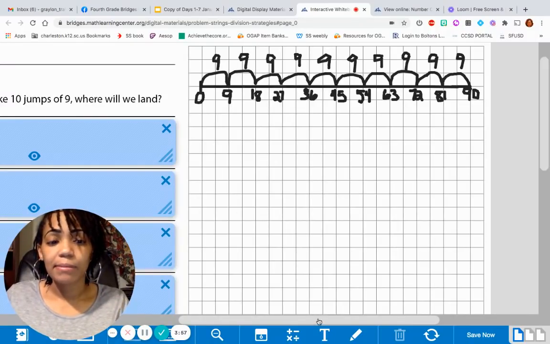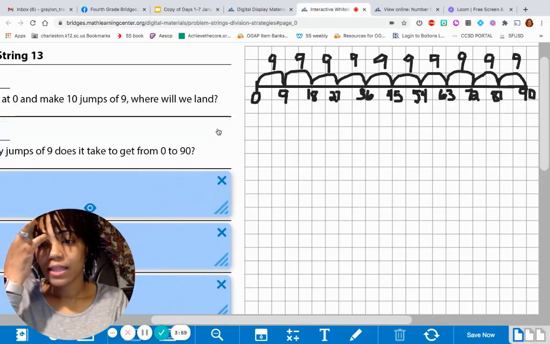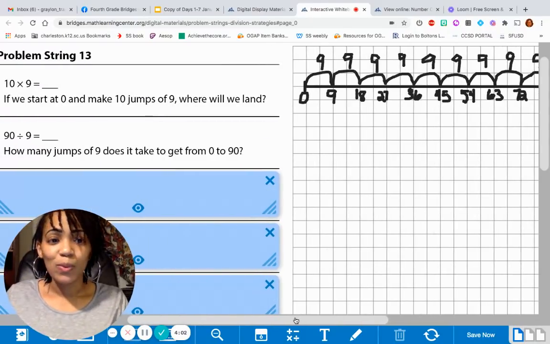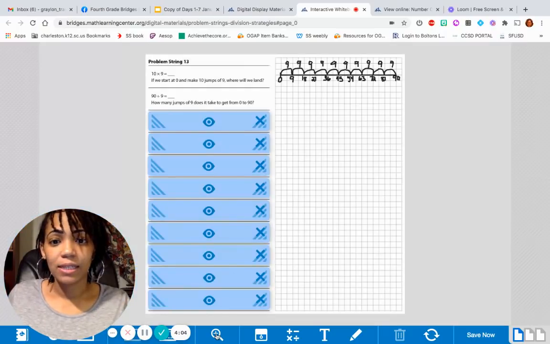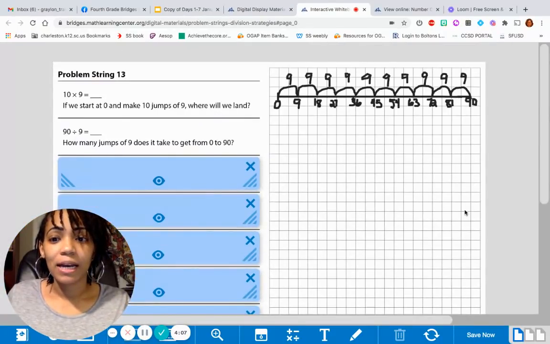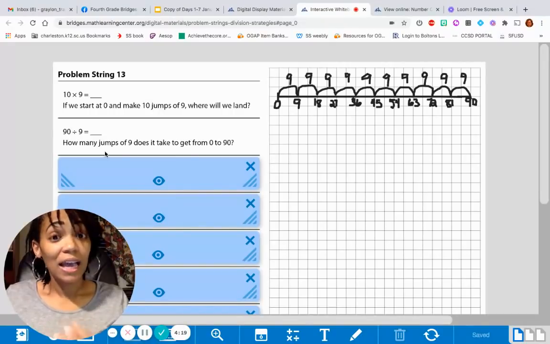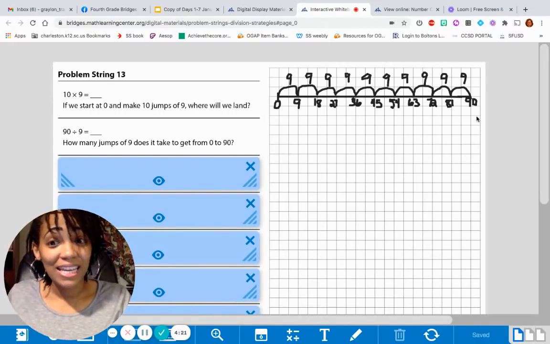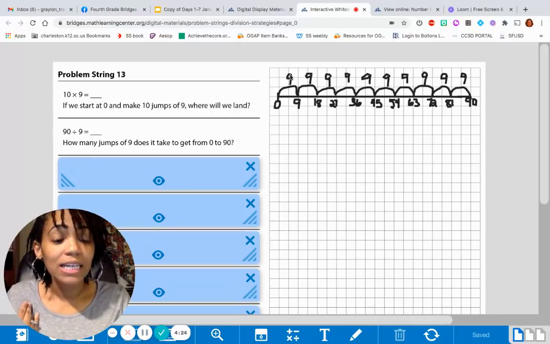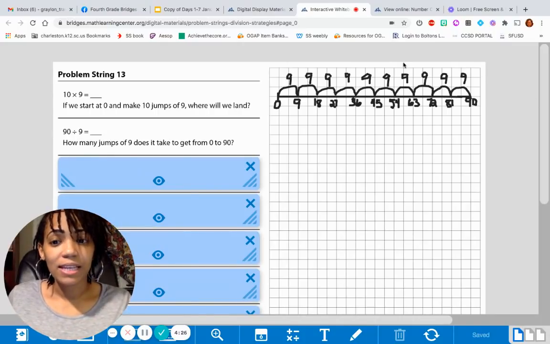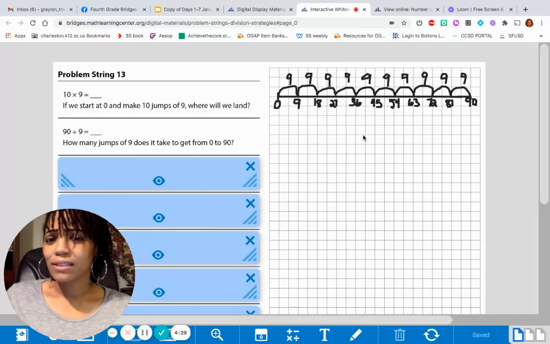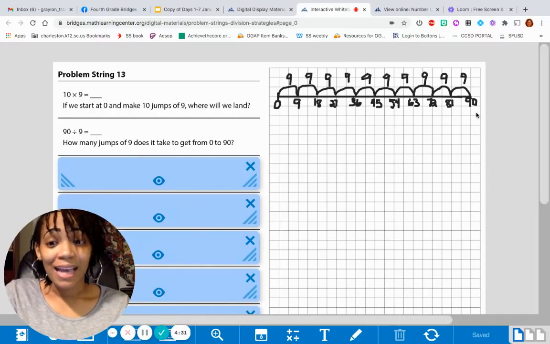So let's look at the second problem. And that is 90 divided by 9. Do you guys see the relationship with this problem and the first problem? If not, it says how many jumps of 9 does it take to get from 0 to 90? And we just did that. We went from 0, we landed at 90 because we were doing 10 times 9. We did 10 nines. Now it's asking how many jumps of 9 is it going to take to get to 90? It's the exact same thing.